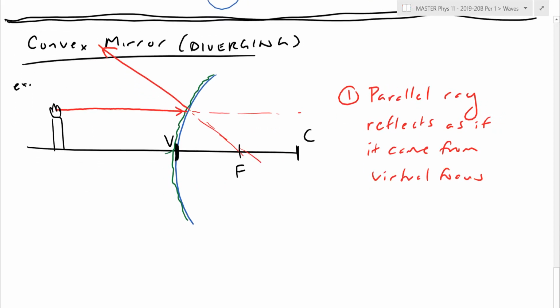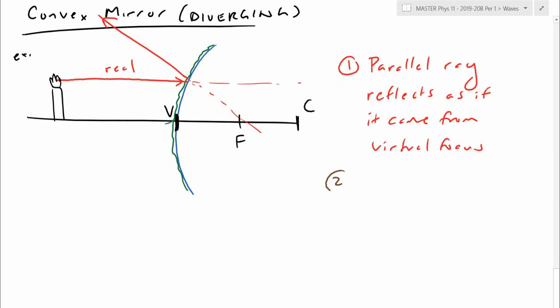So that's the one light ray here. I draw a solid line here. This is a real light ray. These dashed lines are just our brain playing tricks on us. If I see a light ray going off at that angle, I think it had gone through that focal point. And the second ray we drew was one that was going through the center of curvature. So again, a ray through C.